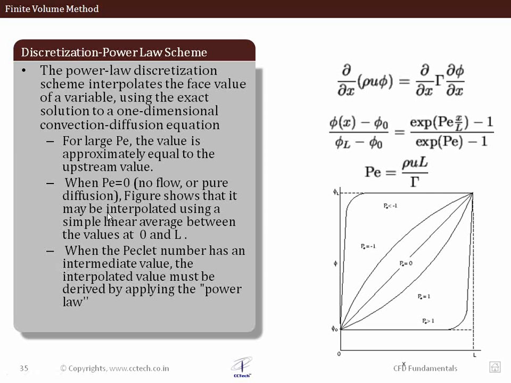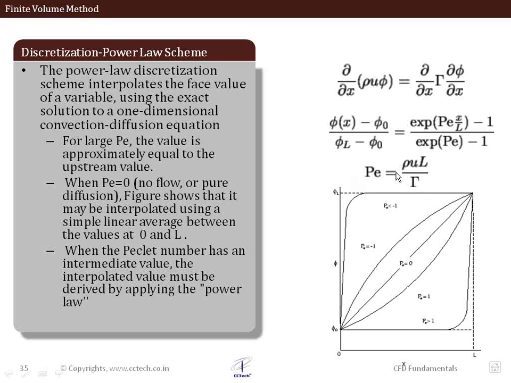Therefore we have a better scheme called the power law scheme, which actually applies the one-dimensional convection diffusion equation solution to represent the value at the face. So that comes in terms of a number called the Peclet number.